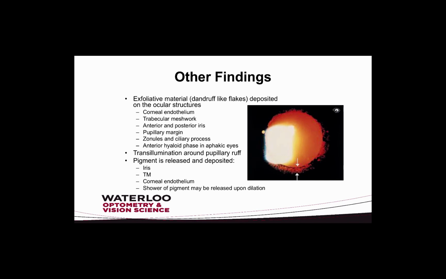Other findings are you might see some of these dandruff flakes deposited in other ocular structures such as the endothelium and the trabecular meshwork, the iris, the pupillary margin. We're not going to really be looking at zonules. Then the other finding that's consistent with exfoliation material is this transillumination that occurs around the pupillary ruff. So that differentiates it from pigment dispersion syndrome, which again is the mid-peripheral iris. And then we can also see pigment on the corneal endothelium, trabecular meshwork, and the iris in this condition as well. So something that we want to be looking for in exfoliation material is pigment.